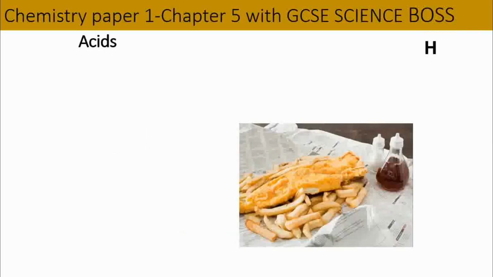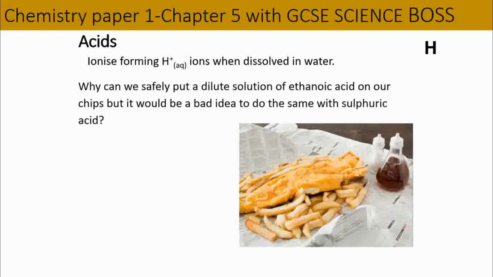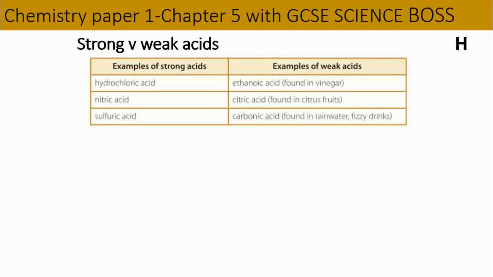All right. Now, all acids, as we said, higher content, will release or ionize to form hydrogen ions when dissolved in water. Okay. Why can we safely put dilute solution in our chips? It would be a bad idea to put sulfuric acid, because ethanoic acid is a weak acid. Okay. So you can see your strong acids here, your weak acid. So weak acid versus strong acid. What do we mean by that? The difference is how readily they ionize or readily they break up in a solution.